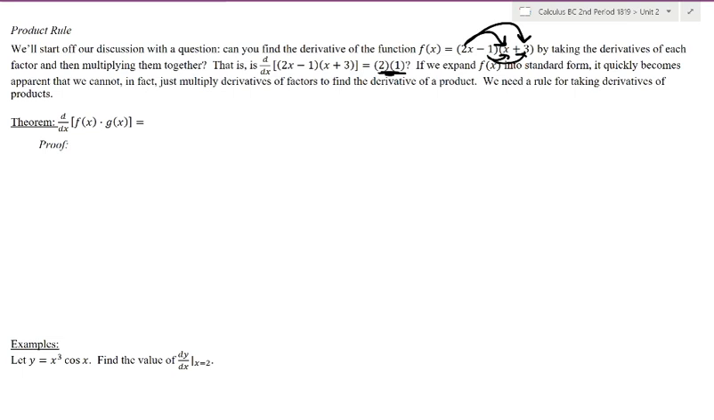So the theorem is that the derivative of the product, how we do that is, we're going to start by taking the derivative of f and leaving g the same. Then we're going to add in the derivative of g with f left the same.